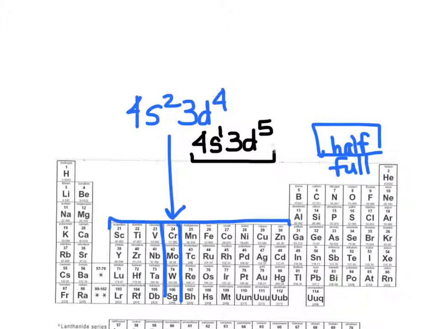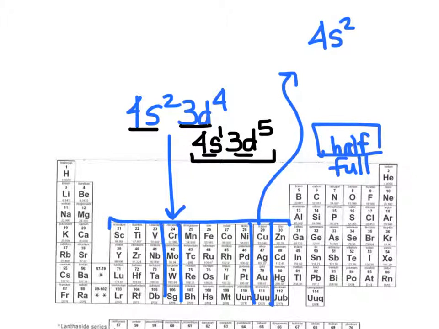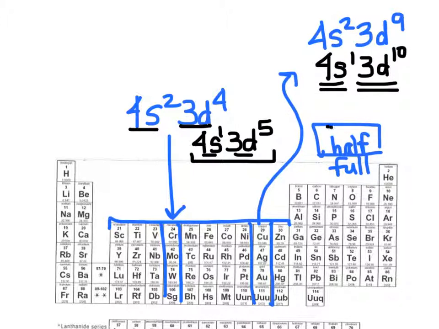So this is an exception to the rule where one gets sort of promoted to D and it makes both of these half full, which is more stable than this one being full and this one being partial. And we're going to see the same thing happen over here with copper. Copper should end with 4s2, 3d9, but I guess because D is really big and it sort of has some pull there, what it's really going to do is it's going to steal one from S, and this is going to end with 4s1, 3d10. That's going to make D full, and S half full, and half and full are both kind of more stable than what you would get the other way around.